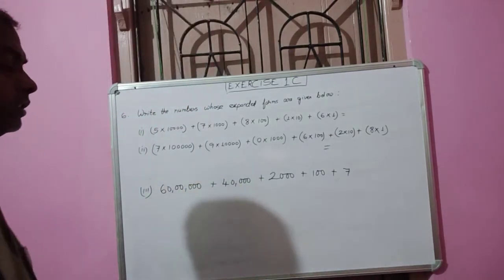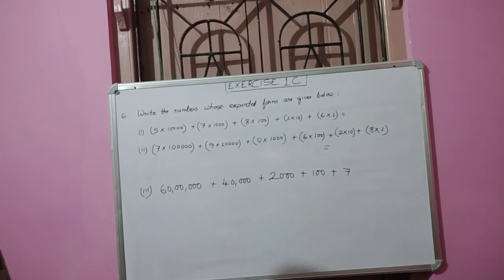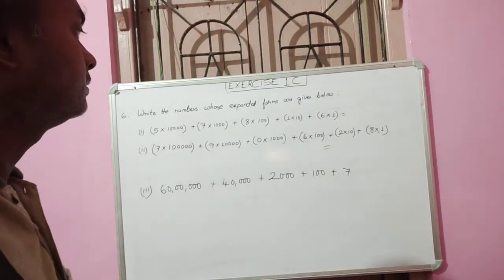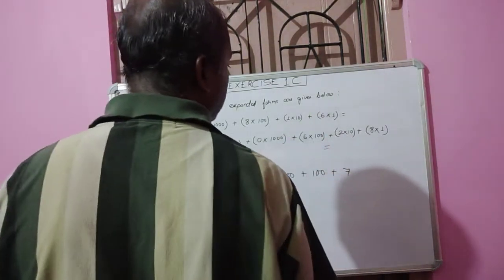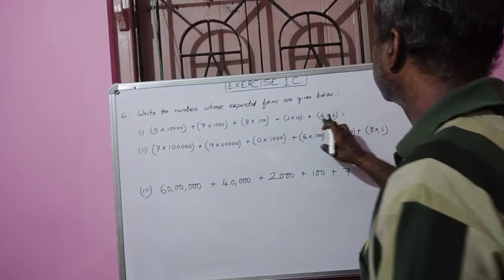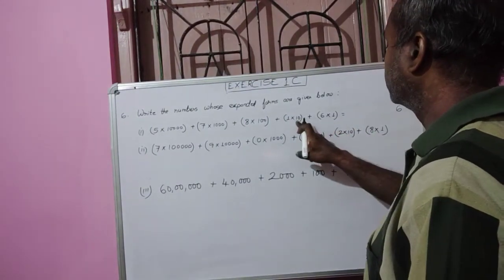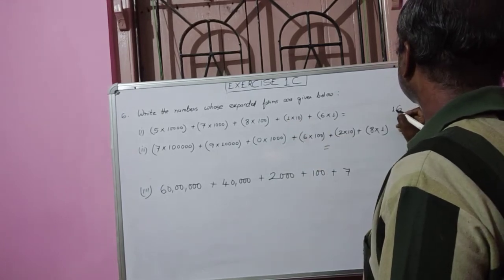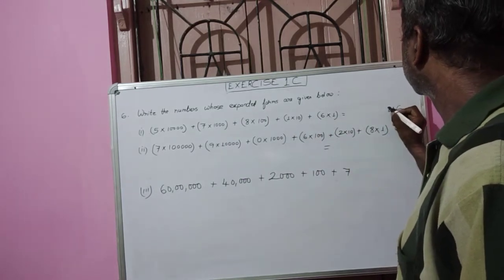Okay, the sixth question is opposite of 5. In 5 you had written the numbers in expanded form. Here the expanded form is given. You have to write it in number. We'll start with the right side. 6 is in ones position, so you can write 6. 1 is in tens position, so in tens position you have 1. 8 is in hundreds position.